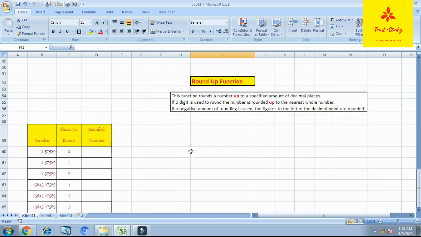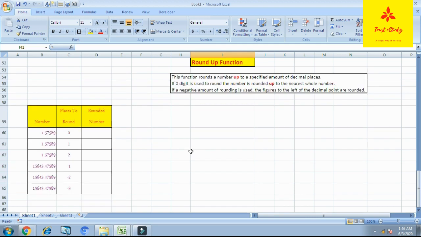Let's move on to another function called Roundup Function. This is exactly the opposite of Rounddown Function. This function rounds a number up to a specific amount of decimal places. If 0 digit is used to round, the number is rounded up to the nearest whole number. If a negative amount of rounding is used, the figures to the left of the decimal point are rounded. So let's understand this with the help of an example.